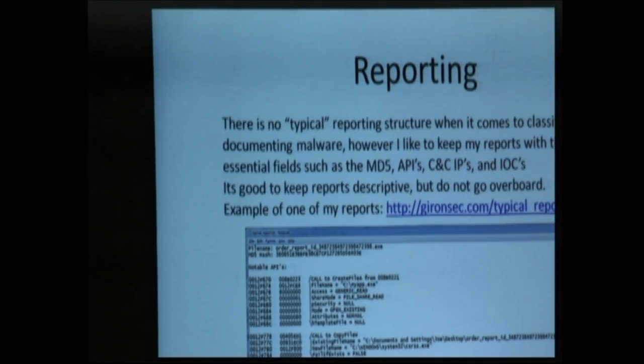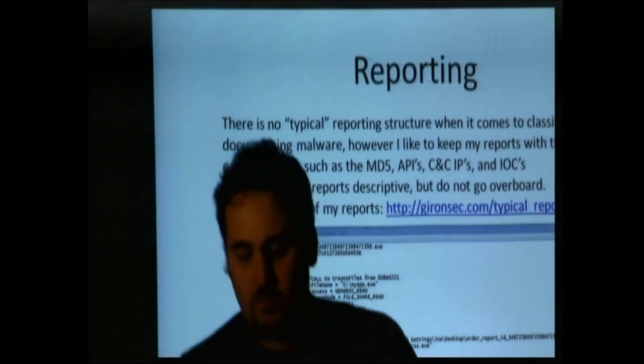There is no real typical reporting structure when it comes to classifying and documenting malware. I mean, maybe there's a standard out there that someone wrote on some blog somewhere, but I haven't seen it. So when it comes to keeping reports, what I like to do is keep it simple. I like to keep it verbose, but I like to include the important pieces of information. So I thought I'd share with you some of my sample reports and what they look like. In case you're ever working a malware analysis job and you have no idea what you're doing, it's your first day, try and write something like this.